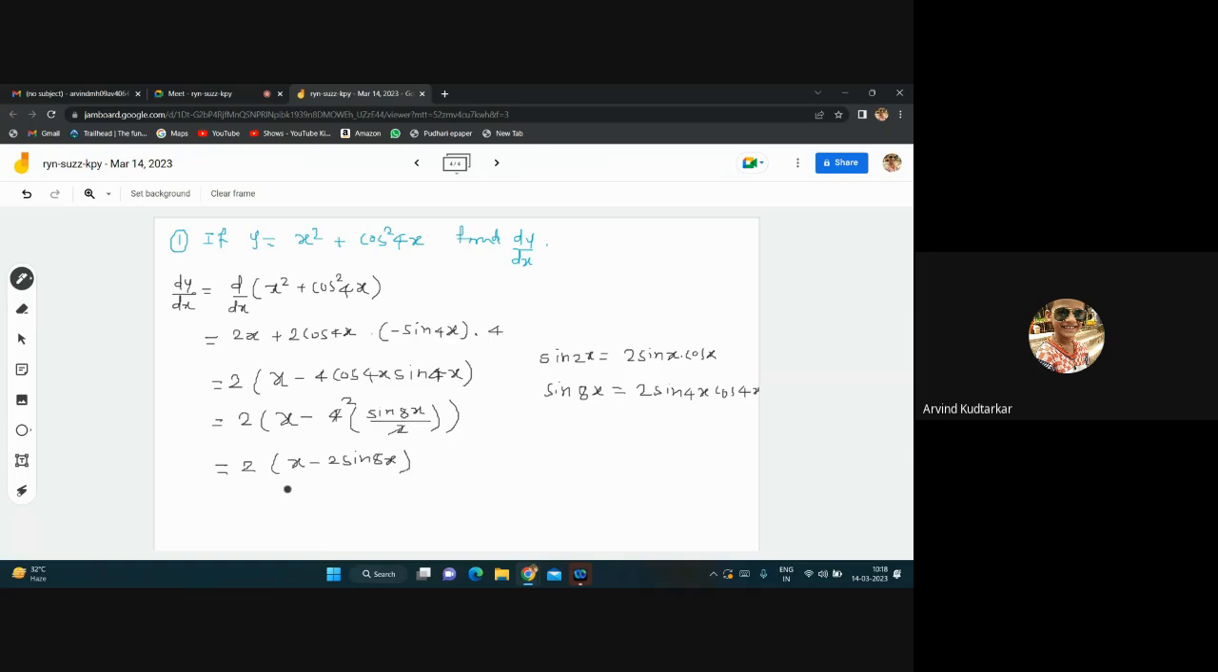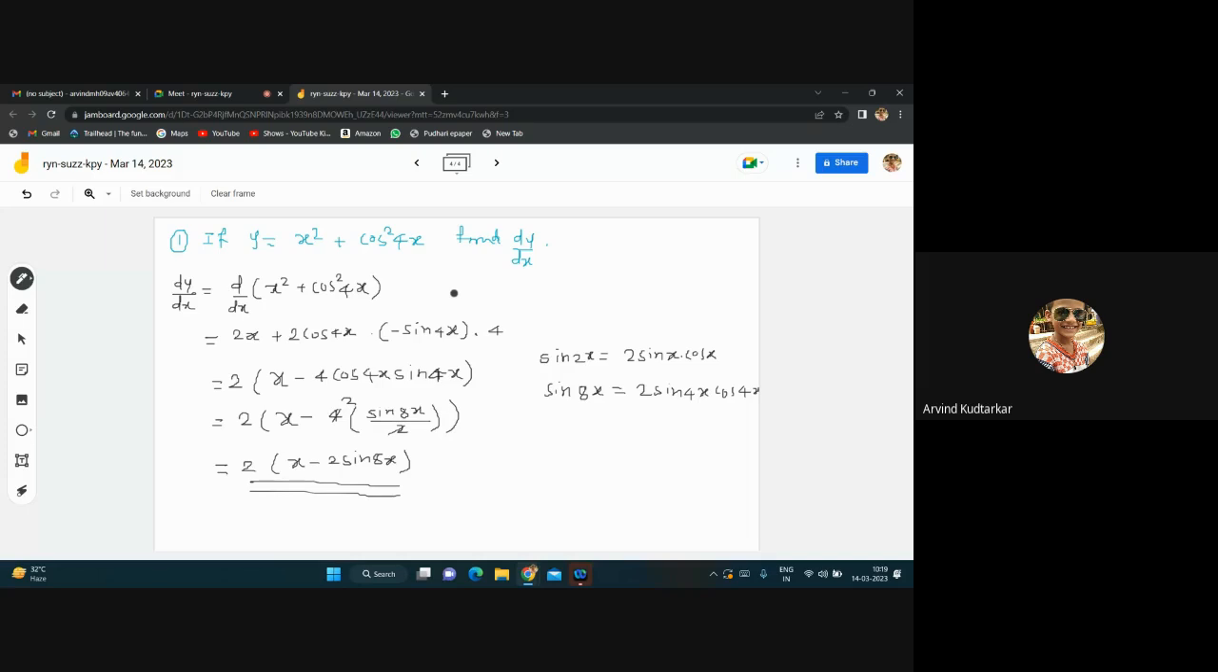This is the correct option: 2 into x minus 2 sin 8x. They will provide the option in this form. They will not provide the option in the expanded function form. So this is the expanded function, and you have to express it in compact form, which is possible by using the multiple angle trigonometric formula, that is sin 2x. So sin 8x is 2 sin 4x into cos 4x. So sin 4x cos 4x is sin 8x by 2. After cancelling, there is 2 times x minus 2 sin 8x, and this is the correct option.